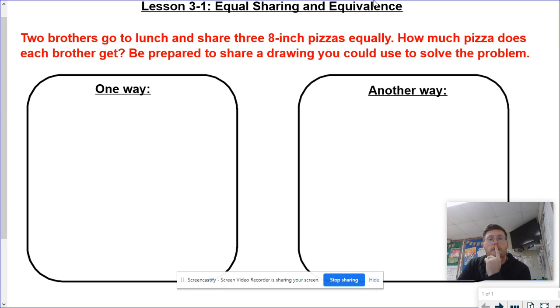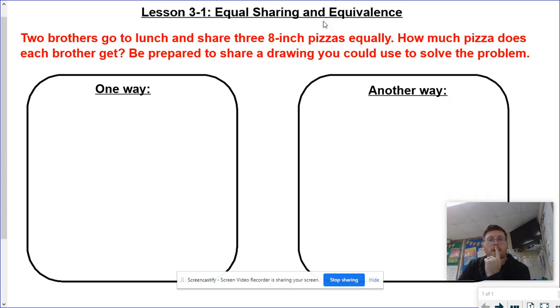All right, so this lesson right here, we're going to be talking about lesson 3.1, equal sharing and equivalences. With this lesson, we're going to try to draw some pictures to see if we can figure out equivalent fractions and equal sharing. This problem says two brothers go to lunch and share three 8-inch pizzas equally. How much pizza does each brother get? You need to be prepared to share a drawing you could use to solve the problem.